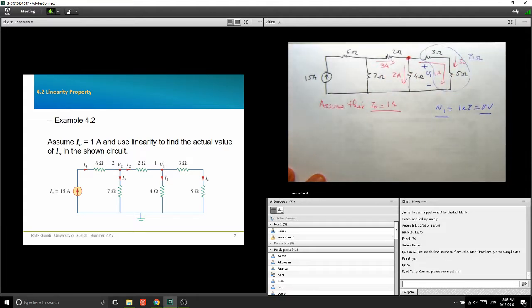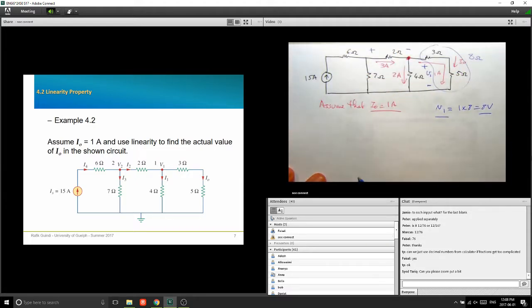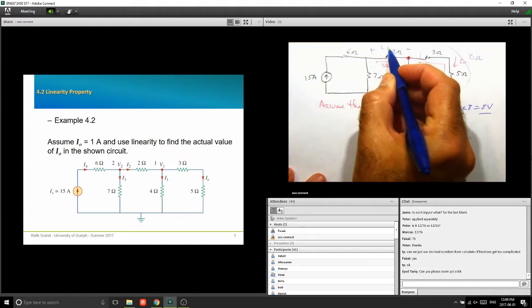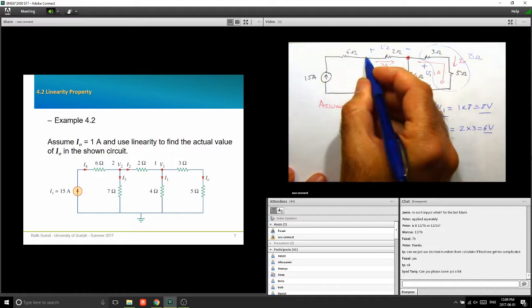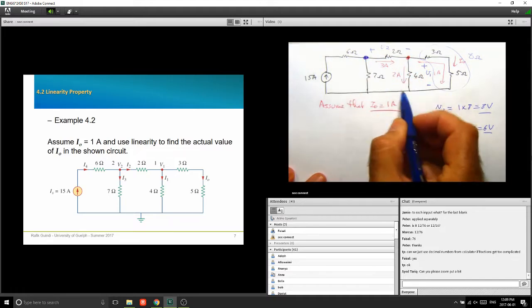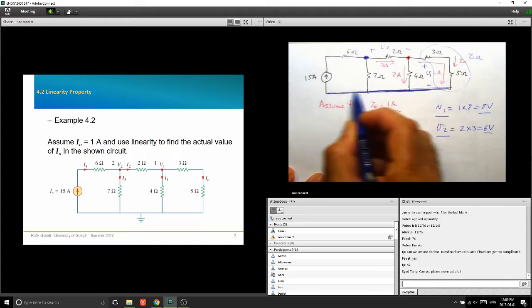Excellent. If this is 3 amps, what is the voltage from here to here? I'm going to call that V2. 6 volts. V2 equals 2 times 3 equals 6 volts. Okay, look at that now. Look at this node here, and look at the bottom node. That's all that is, just one node, right?